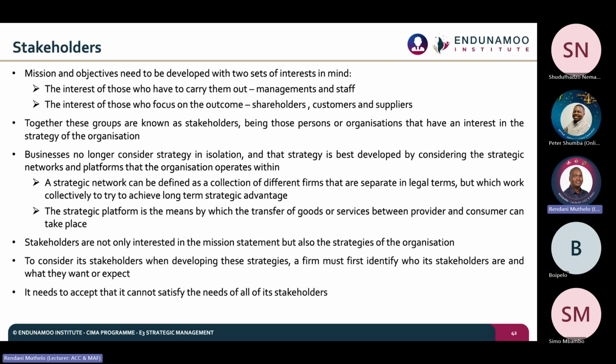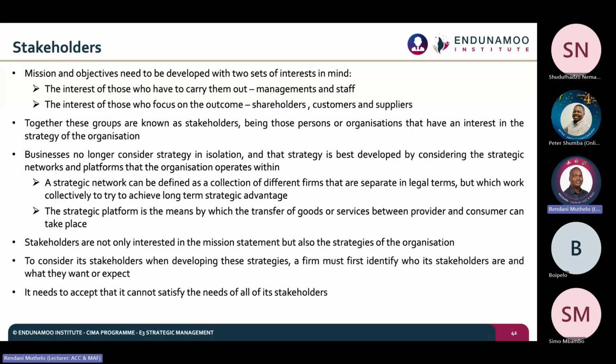So that is what it's all about. Because I need to understand what they want. I need to make sure that my mission statement caters for them, but that's not enough. When I devise my strategies, I need to make sure my strategies did consider them. So firstly, I have to define them. And secondly, I have to know what they want.